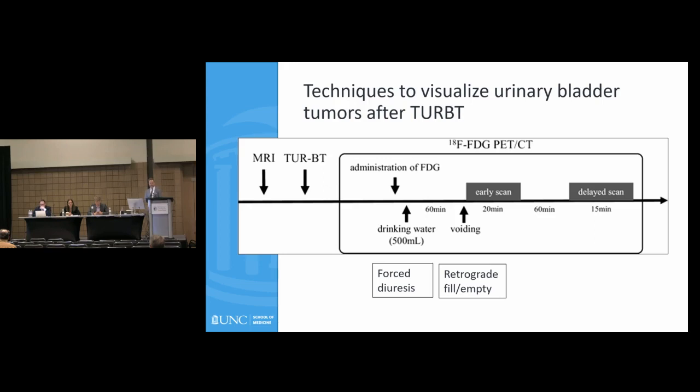A number of techniques have been investigated in order to increase the performance characteristics of FDG PET for primary tumor staging of the bladder itself, and you can see some of them here. After patients have their TURBT, they're reassessed for residual disease, and for patients who get an FDG PET, you can have them drink a fair amount of water, half a liter, and then void. You can give them forced diuresis, either oral or IV Lasix, again to try to flush out that radiotracer in the bladder, or you can actually insert a catheter, retrograde fill, and then empty their bladder to get a better view of the tumor that may be residual.